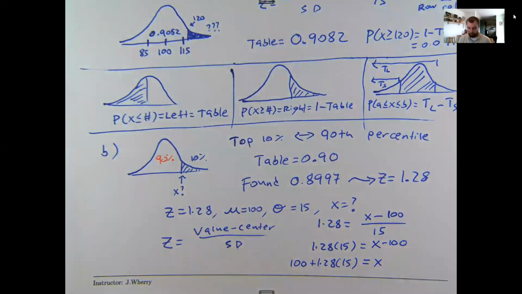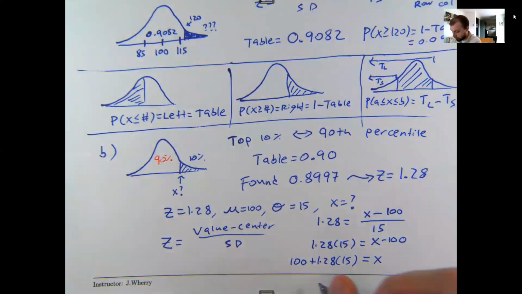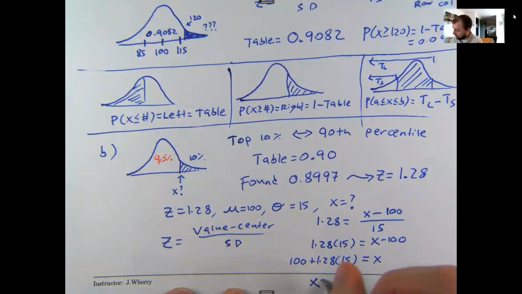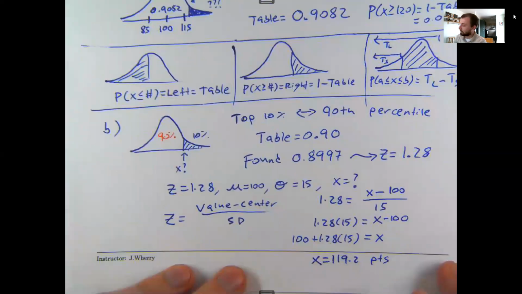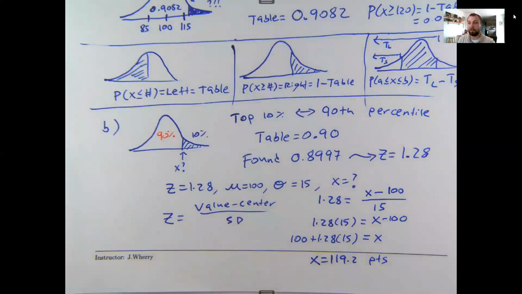Let's type this in and see what we get. When I do this, I get an x value of 119.2 points. So probably closer to 119 points corresponds to the top 10% of IQ scores. So this is how to find normal probabilities and percentiles using one of these z-score tables.